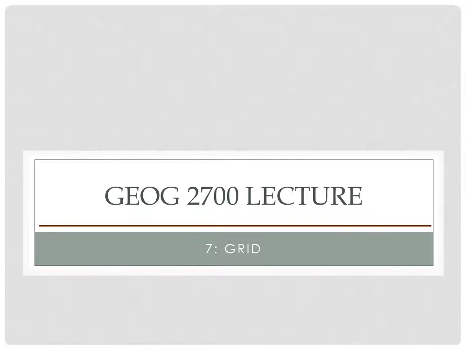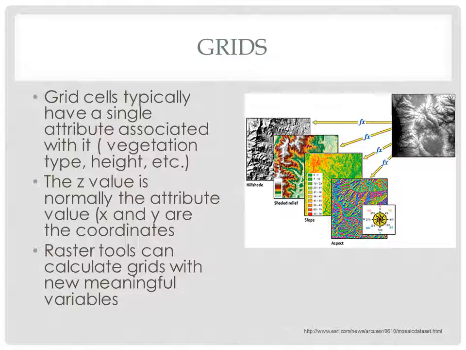And finally, grid. Here's the use of grids within GIS. Grid cells typically have a single attribute associated. The z-value is normally the attribute value. X and Y are the coordinates, and raster tools can calculate grids with new meaningful variables. So, for example, you have hillshade, shaded relief, slope, and aspect all being calculated from a single digital elevation model.